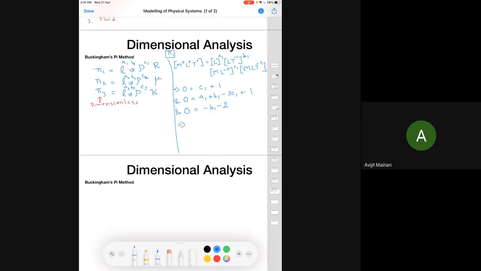If I make a mistake, just point it out to me as soon as you see it, okay? So I have C1 equal to minus 1. I have B1 equal to minus 2. And A1 is equal to 1 plus 3C1 minus B1. So 1 minus 3 plus 2. This is 0. So I've got my pi 1.